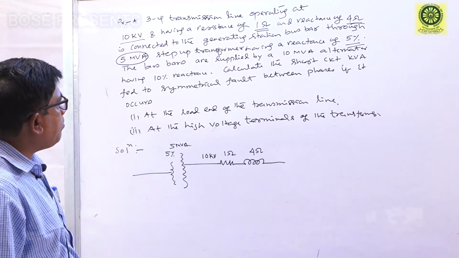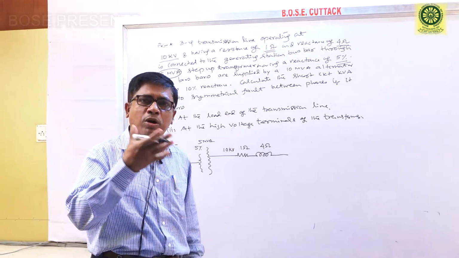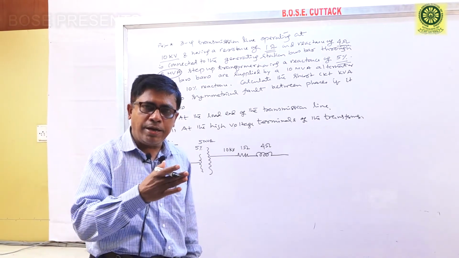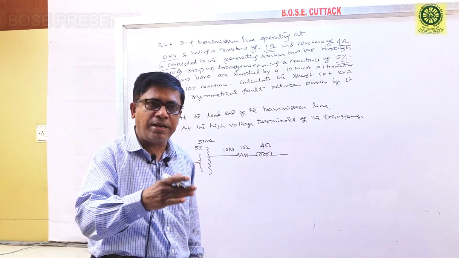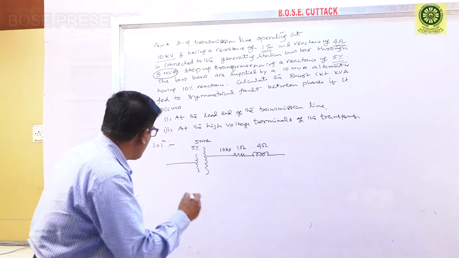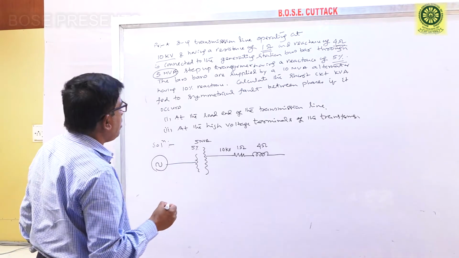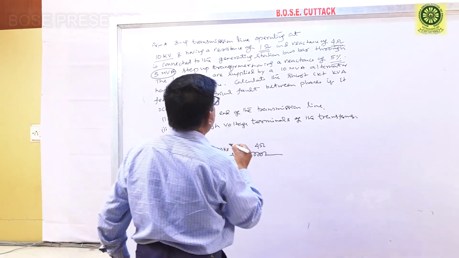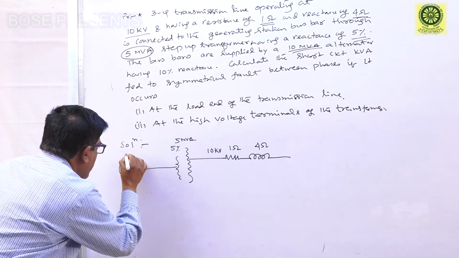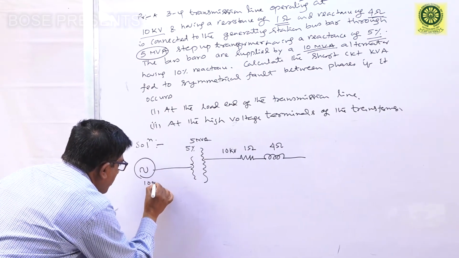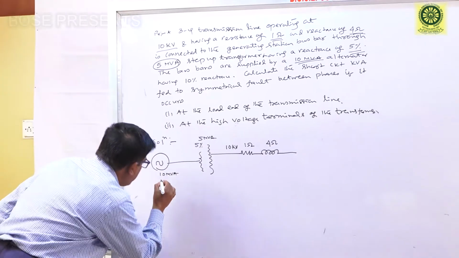The bus bars are supplied by a 10 MVA alternator. So how is it getting power? It is getting power from an alternator. The alternator is connected to the transformer, then it is connected to the transmission line. So this is your alternator. What is the capacity? The capacity of the alternator is 10 MVA. What is the percentage reactance? The percentage reactance is 10%.